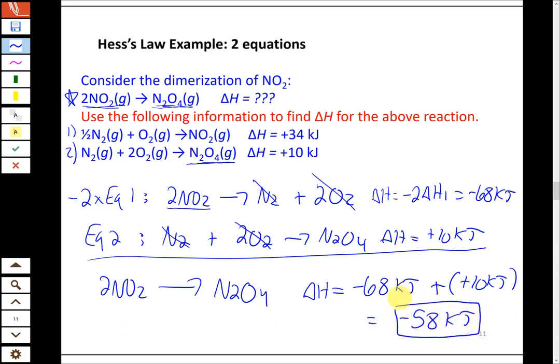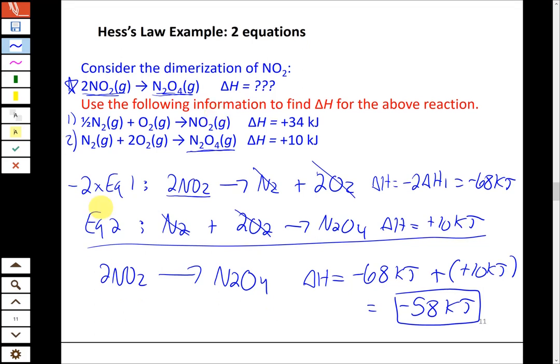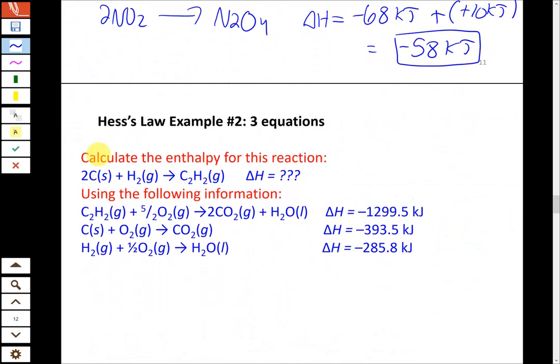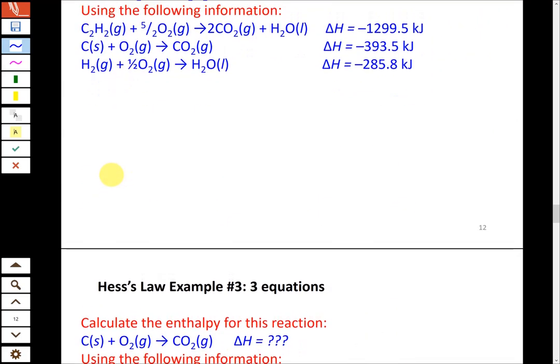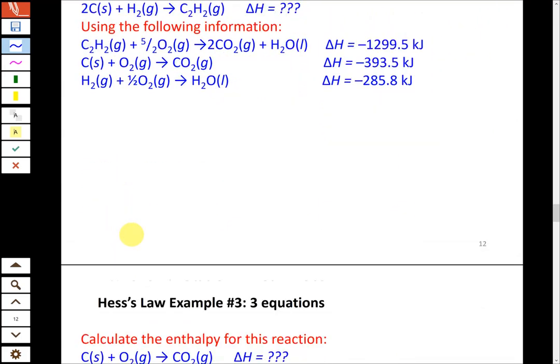All right, so that's a relatively straightforward example where we had to combine both of those processes. We had to flip and rearrange equations to make sure that the coefficients all lined up and that the right substances were on the right side of the arrow. And then once we do that, we modify and add the delta H's together. So any questions on that? All right, let's do one with 3 equations. I guess we have a couple of 3 equations here.